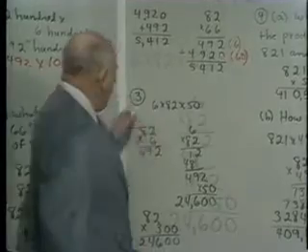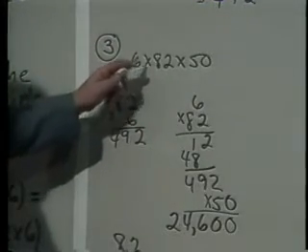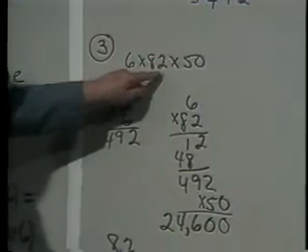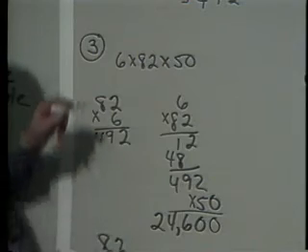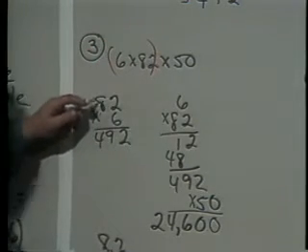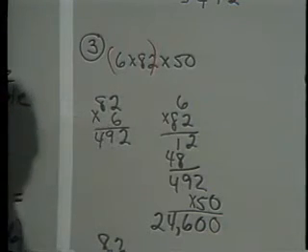You see, problem number 3 asks us to multiply, or to find the product of, 6 times 82 times 50. Now, one way of doing this problem is in the order of appearance. You see, we can first do what? Multiply the 6 by the 82. Well, we just did that in the previous problem. 82 times 6 is 492.